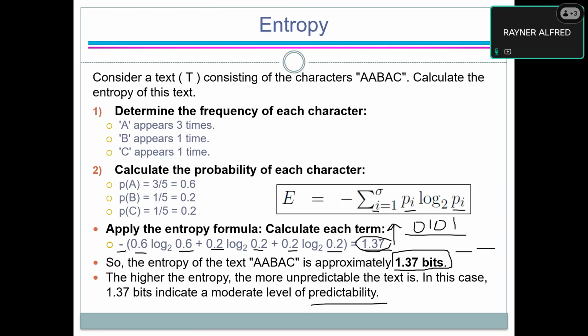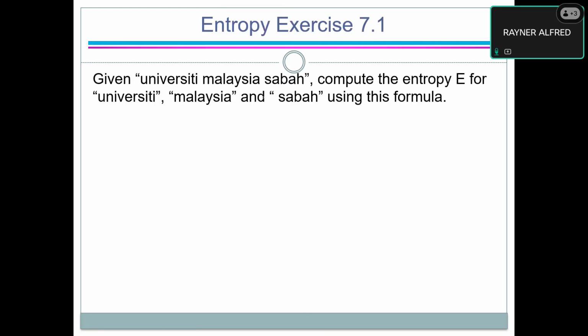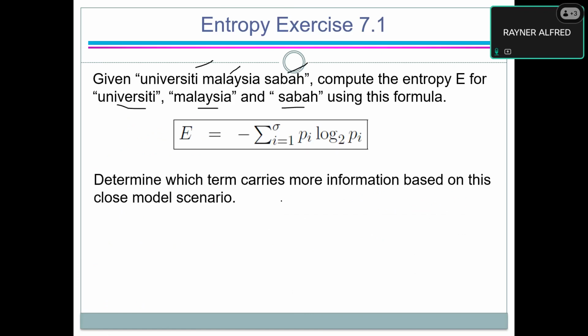Okay, so your exercise is, given this, you compute the entropy for each one of these, and using the formula here, you determine which one carries more meaning. So how do you determine this? It depends on the value of your entropy. The higher the value, the more information that we have, so that means more important. Okay, this is the type of question that will be in your final.